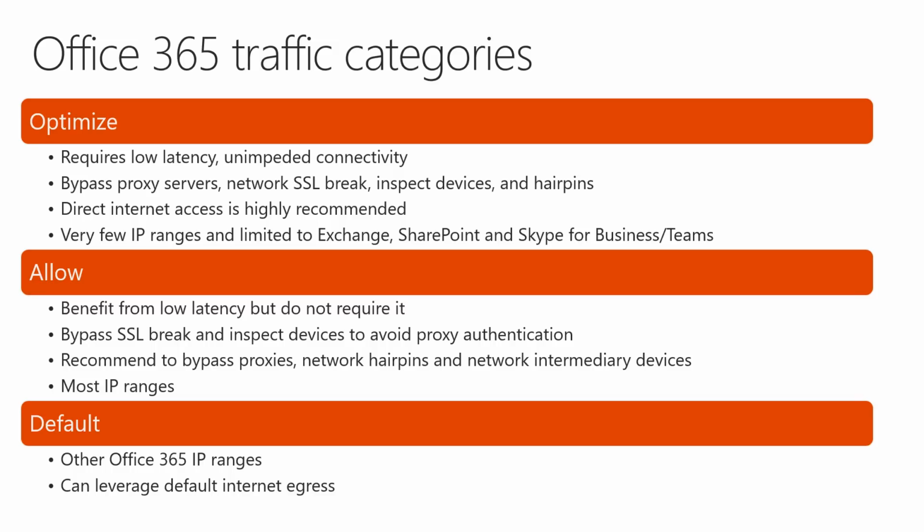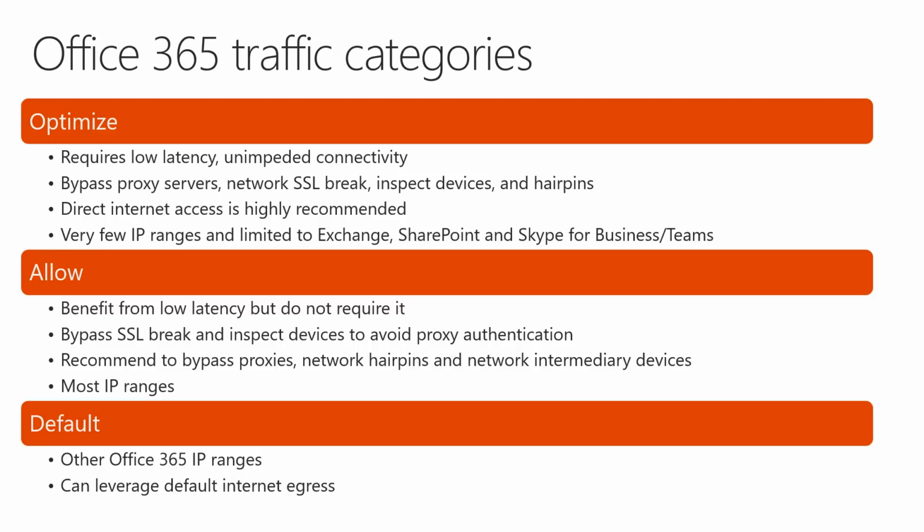The Optimize category is the one that is most sensitive to any latency and needs unimpeded network connectivity. So it is very important to bypass any proxy servers and avoid any network SSL break and inspection devices and hairpins. We highly recommend providing direct internet access so that the traffic can go from your end users as directly as possible to the Office 365 network.